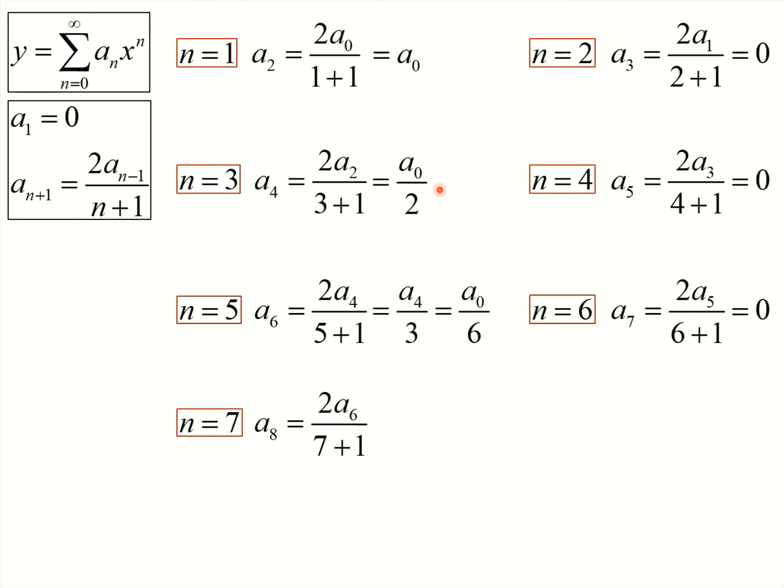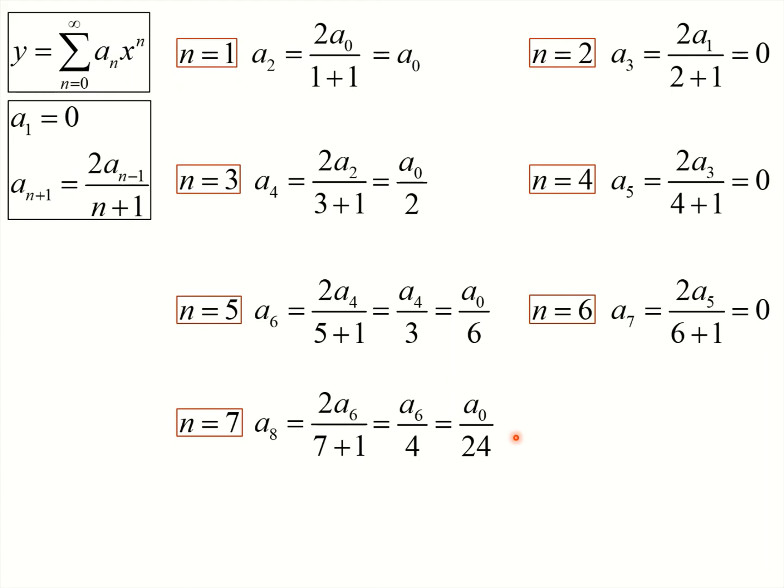And when I do, I end up getting, well, first of all, this is a4 over 3 because it's 2 over 6. And then I replace the a4 with an a naught over 2. So this is going to be a naught over 6. I'm going to do the same thing down here, and I'm going to keep going until I see the pattern. And so this is really 2 on the top, 8 on the bottom, so that's 1 over 4. And then replace the a6 with a naught over 6. And so I have 6 times 4 on the bottom, so that's a naught over 24.